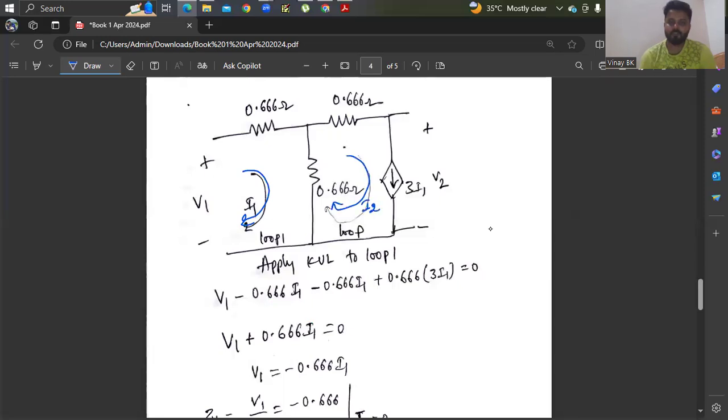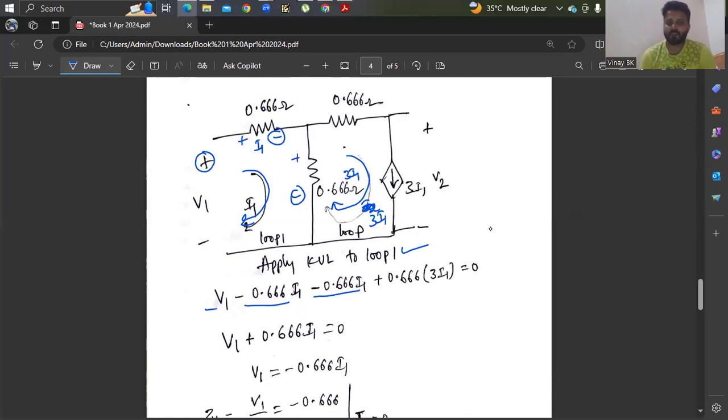So just apply KVL, I1 and 3I1 it is, not I2, because I2 is 0. 3I1 is flowing here. They are only given the direction of current. Apply KVL to loop 1. See here, plus V1 minus 0.66 into I1 is flowing. Similarly, minus 0.66 into I1 minus 3I1. 3I1 is flowing here. Therefore, V1 minus 0.666 I1.